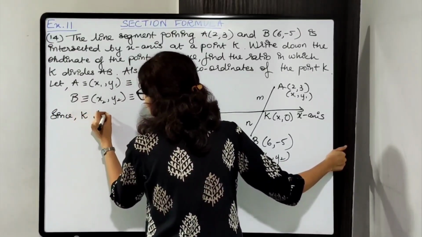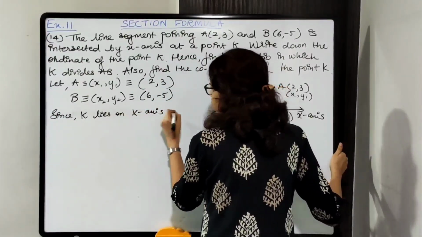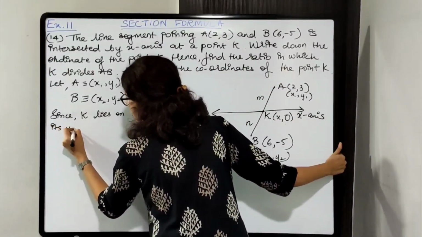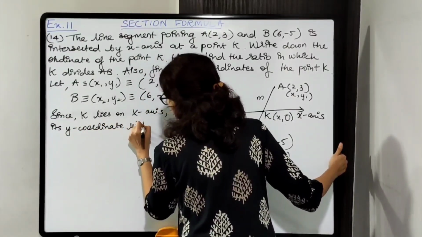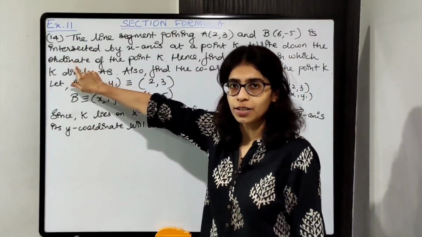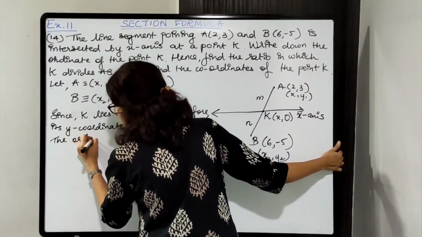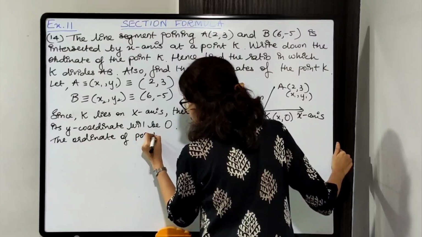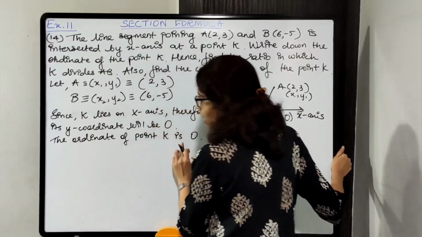Since k lies on the x axis, therefore its y coordinate will be 0. So y coordinate is nothing but ordinate, so ordinate will be 0. So write that statement: the ordinate of point k is 0. एक का आंसर मिल गया.